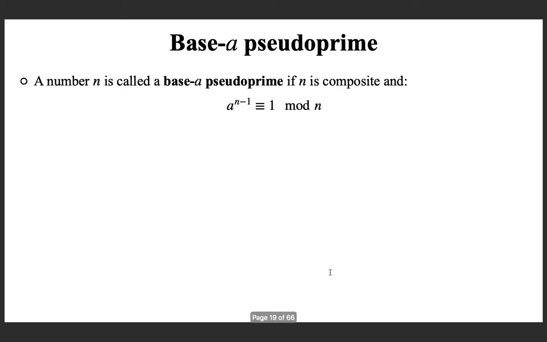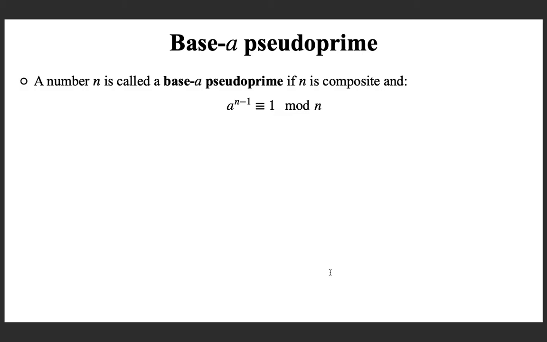Now, we need to talk about Bayes' pseudoprime in the first algorithm for primality testing that we are going to discuss. So, for that, let us see what is Bayes' pseudoprime. It is defined as follows.